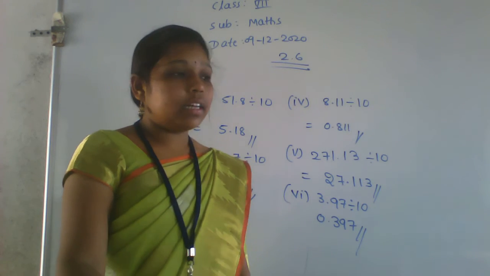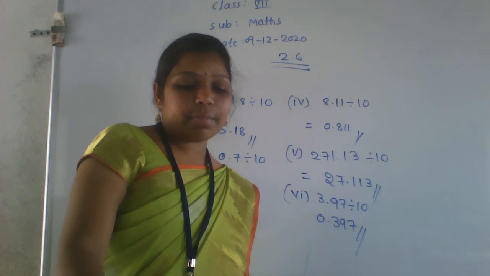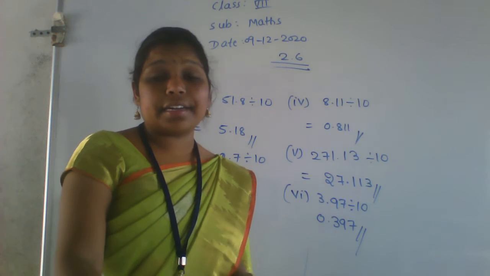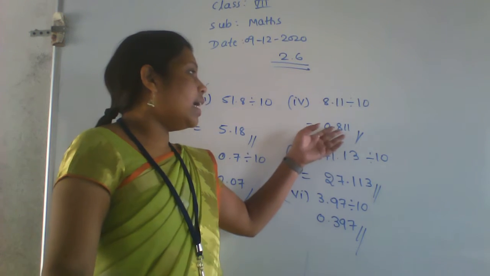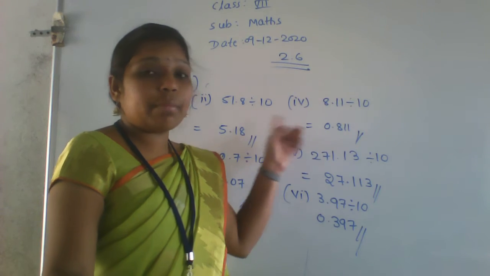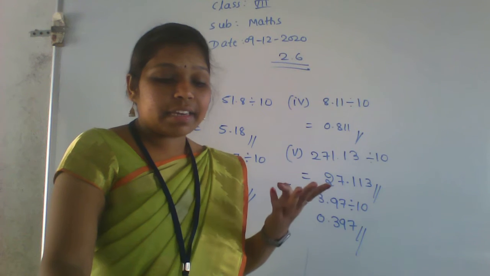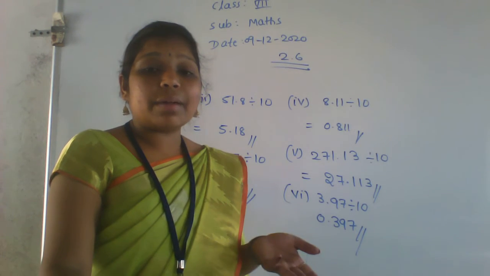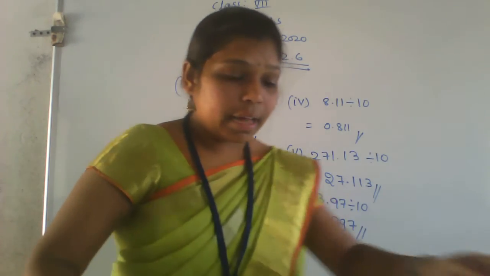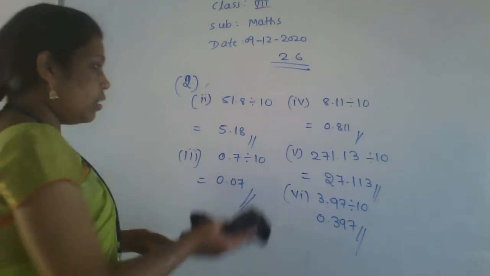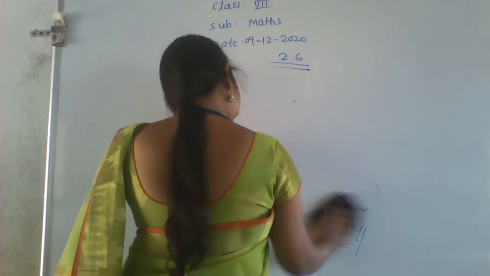0.397. Now go for the third main. In the third main, all are divided by 100, which means after two numbers you have to shift the decimal point. In the previous one I shifted only after one number because it was divided by 10. Next third main is divide by 100. Divide by 100 means you have to shift the decimal point after two numbers.